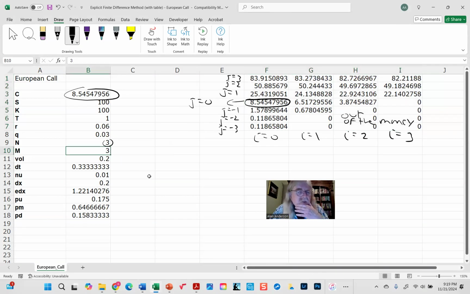Then we have capital M, which is the maximum number of upward or downward movements. And then we have some other constants that we're used to seeing. For example, dt is the time step. Nu is the drift term. Dx is the size of an upward movement. E to the dx is just what it sounds like, e raised to the dx power. And then we have the three probabilities.